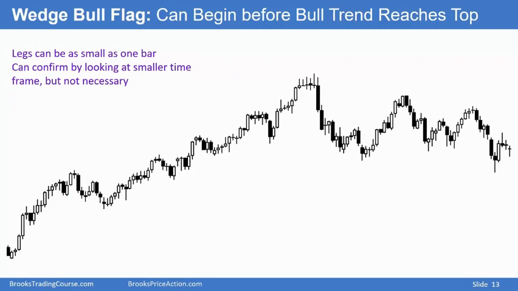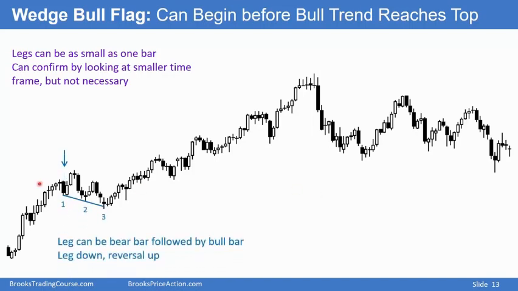Legs can be small, sometimes as small as a single bar. You can look at a smaller time frame chart, but it's usually not worth doing. You can just infer what's going on by the appearance of the 5-minute chart. Here, we have a leg that is only a single bear bar, and it's followed by a bull bar. So to me, that's a leg down, and it ended with this bull bar. Here, we have a few bars down and ended with a bull bar. Here, a few bars down, ended with a bull bar.